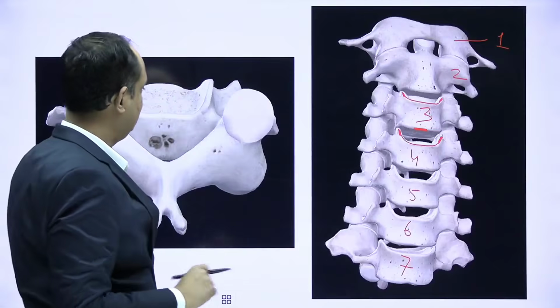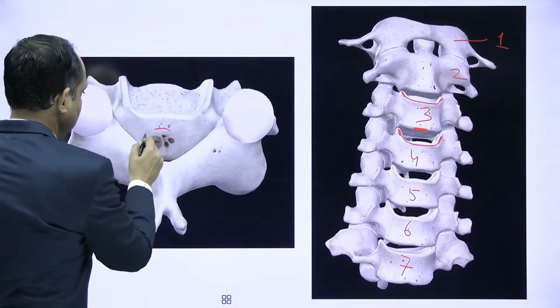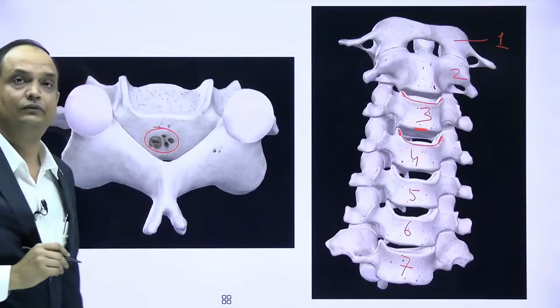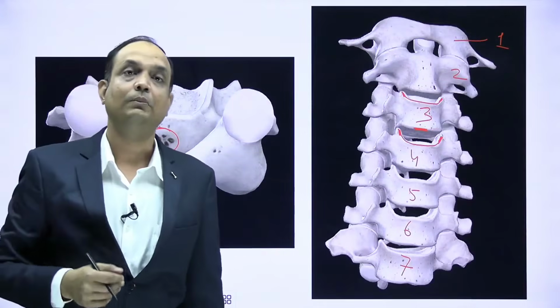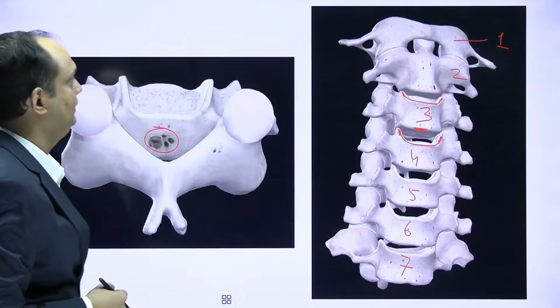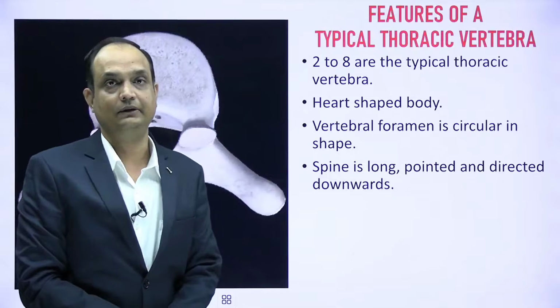Clear? Another important thing is that these vertebrae again have the basivertebral vein foramina on the posterior side of the body of the cervical vertebrae. Clear? Now we will move to the thoracic vertebra.